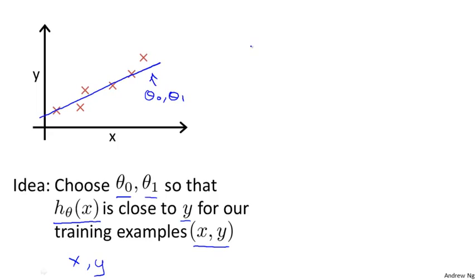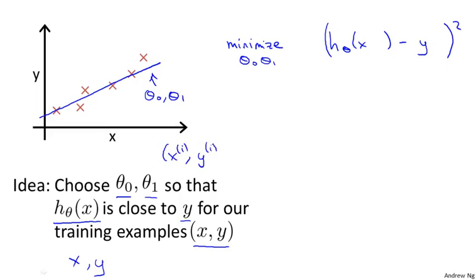Let's formalize this. In linear regression, I'm going to want to solve a minimization problem. So I'm going to write minimize over theta 0, theta 1. And I want this to be small. I want the difference between h of x and y to be small. And one thing I might do is try to minimize the squared difference between the output of my hypothesis and the actual price of a house. Okay? So let's fill in some details. You remember that I was using the notation x i comma y i to represent the ith training example.